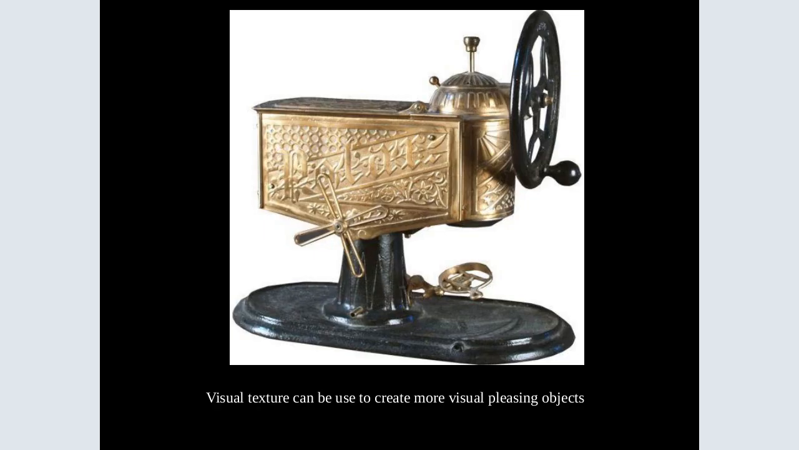Visual texture can also be used to create a more visually pleasing object. So here I think we have a coffee grinder of like the late 1800s, if I remember correctly. I can be completely wrong. But look at all the visual textures that are set up on this. Look at the surface of this, the smoothness of this. All right, this adds a little extra element to make that visually pleasing.